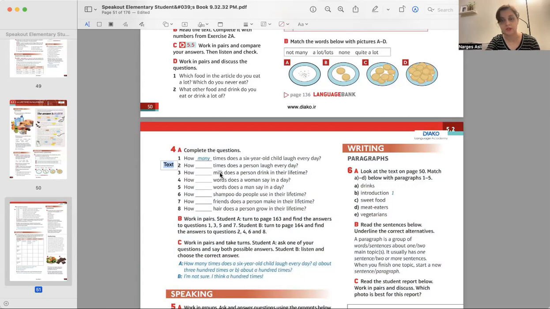اوکی، اولیش how many times does. times اینجا معنی دفعه میده. How many times does a 6 year old child laugh every day؟ چند بار بچه 6 ساله هر روز میخنده؟ How many times does a person laugh every day؟ چند مرتبه آدم بزرگ میخنده توی زندگیش؟ اینجا هم دوباره many میاد. پس اینجا times رو به معنی دفعه داریم معنی میکنیم.